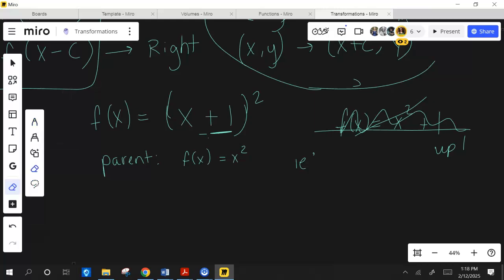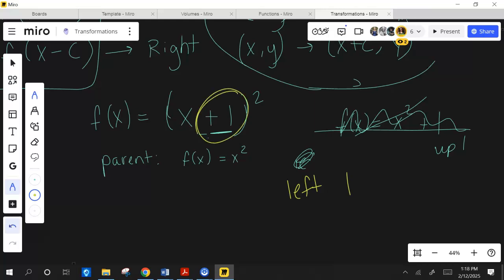Left which way? Left how many? Left 1, because of the +1 inside the parentheses. If you add 1, yes, but then you're squaring and doing some other things. It'll make more sense as we get into some better equations.